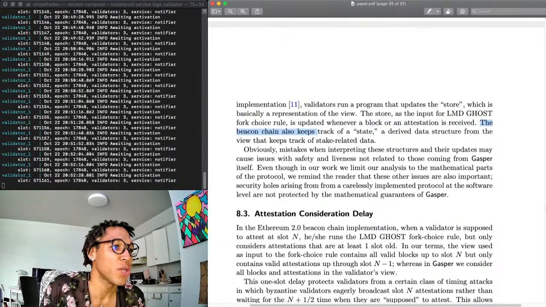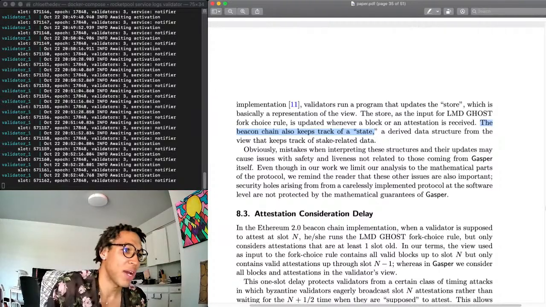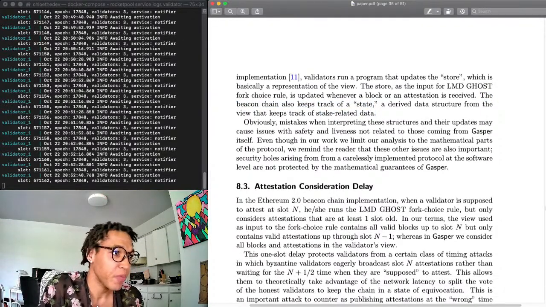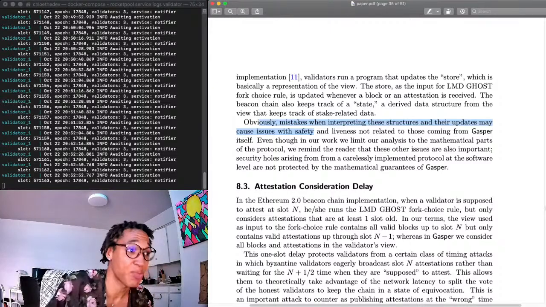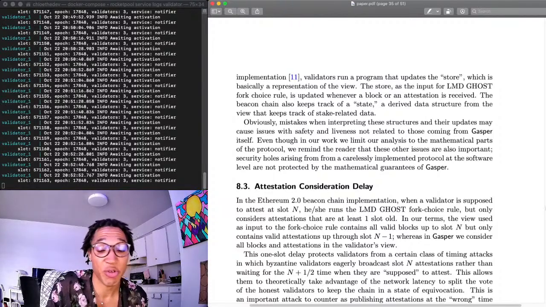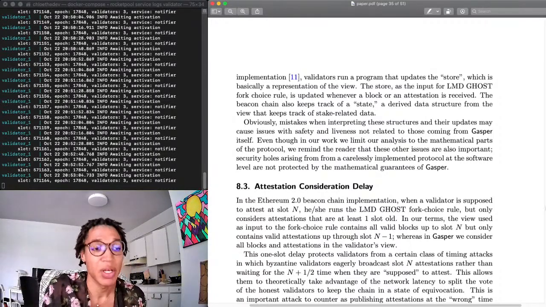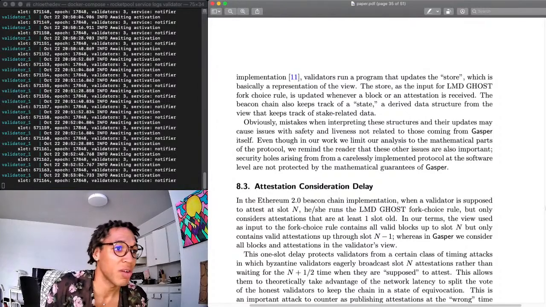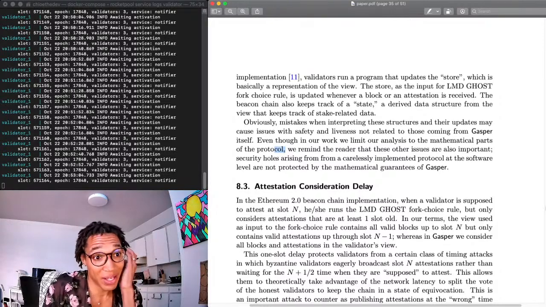The beacon chain also keeps track of a state, a derived data structure from the view that keeps track of stake-related data. Obviously, mistakes when interpreting these structures and their updates may cause issues with safety and liveness not related to those coming from GASPER itself. So if your node has issues, then you might have issues. On Medalla, for example, there was an issue with a client with time syncing, and so a lot of clients came offline, and nothing was wrong with the GASPER protocol. It actually worked perfectly, I suppose, but there was still an issue, not with liveness, but in terms of finality and all that kind of stuff.